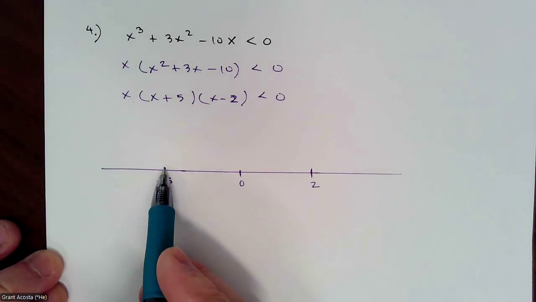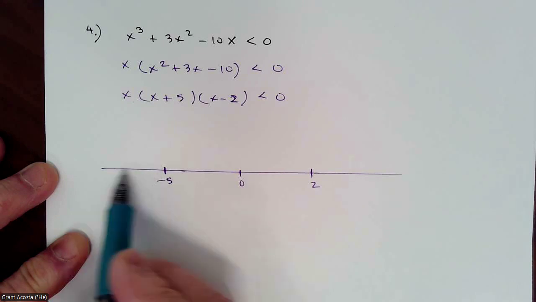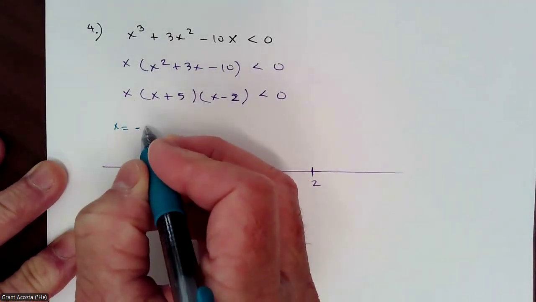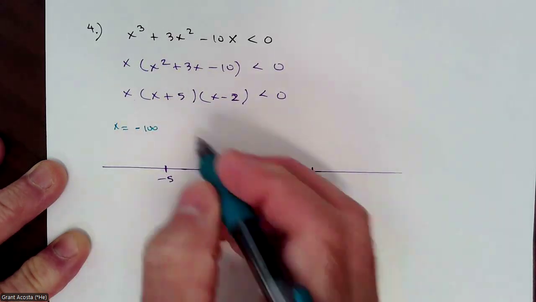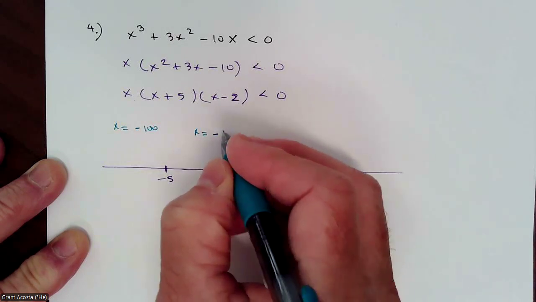Then what we're going to do is pick our test numbers. So any number less than -5. Sometimes I don't even make it close. How about like -100? A number between -5 and 0, -1.